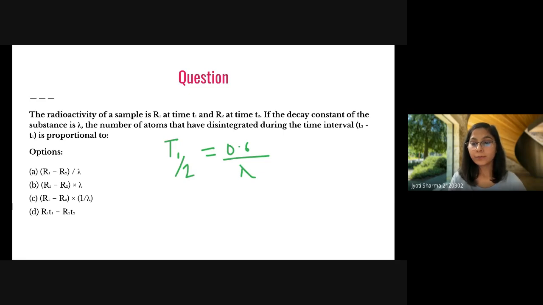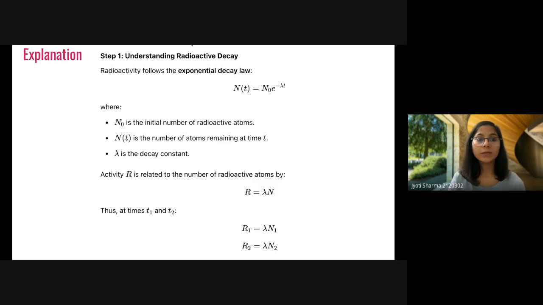So the right answer will be R1 minus R2 divided by alpha, because the relation is very simple. This is inversely proportional. So that's why in the first question it was multiplied by t, but here, because the relationship is inverse, we have to divide it by alpha. And I also have the explanation for this as well, so you can see here.